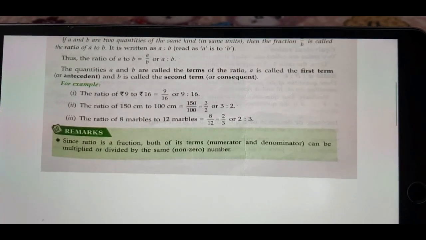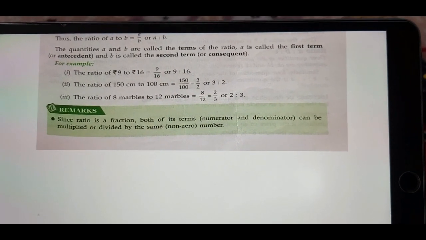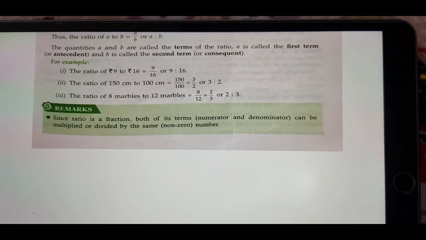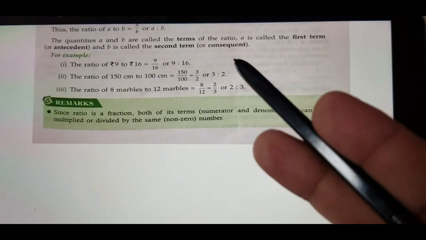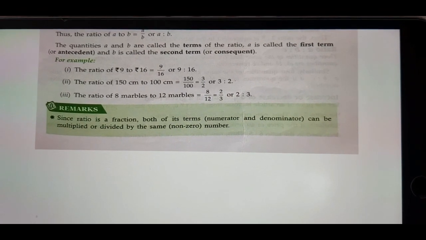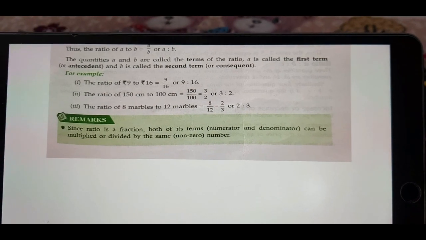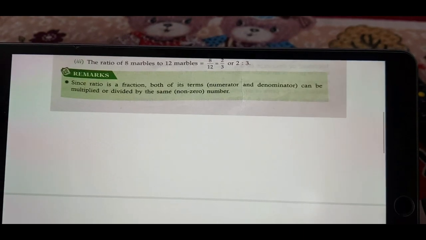Okay, so there are certain examples given here. For example, rupees 9 to 16 is 9 upon 16 or 9 is to 16. 150 to 100 means 150 at the top and 100 at the bottom, so the 0 cancels out, giving 3 upon 2 or 3 is to 2. The ratio of 8 marbles to 12 marbles, 8 to 12, means 8 upon 12 or 2 upon 3. We talk in terms of both numerator and denominator in the ratio, and we can multiply or divide both by the same non-zero number.